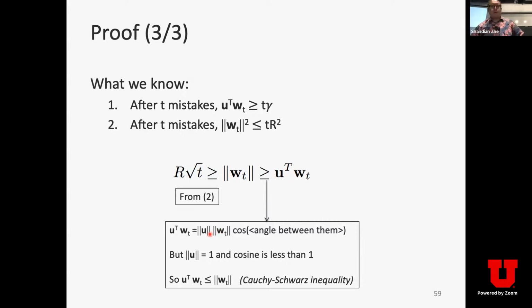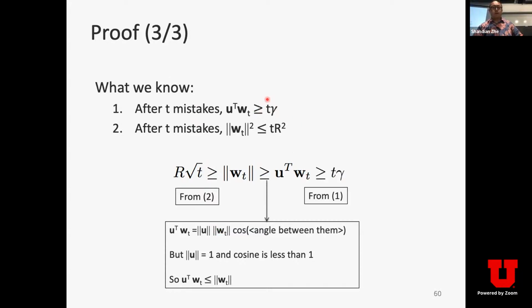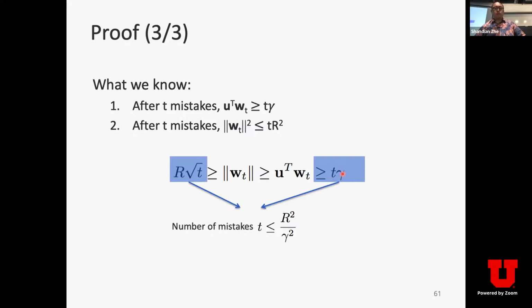Once we obtain this result, you can see that it connects back to the first claim we just made. Now we write down the right-hand side of the first claim, and we have this long inequality. But actually we only need the head and the tail. We pick them out: R square root of t is no less than t times gamma. You solve that inequality in terms of t, and you immediately derive that the number of mistakes t is upper bounded by R squared over gamma squared.